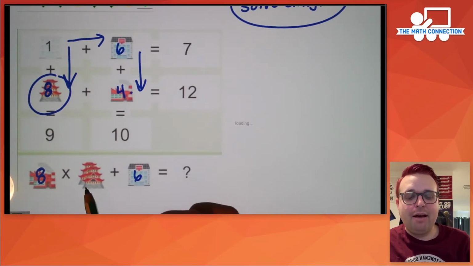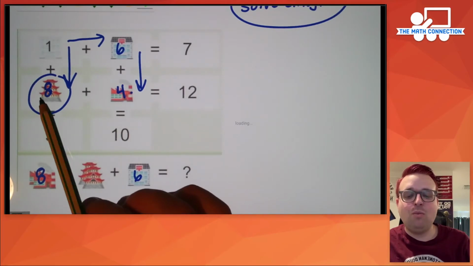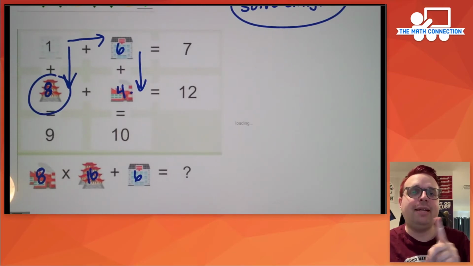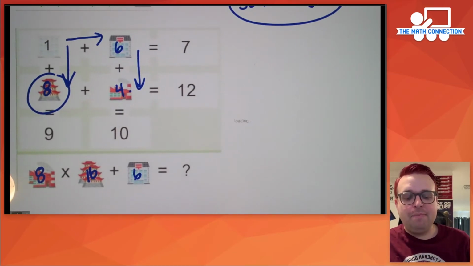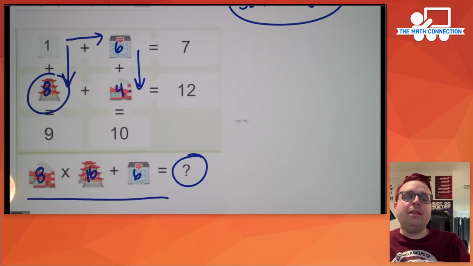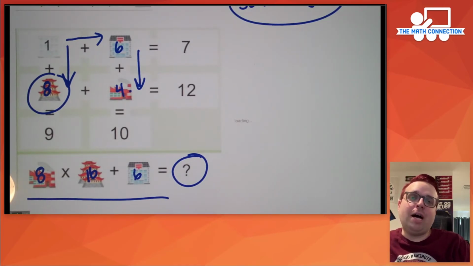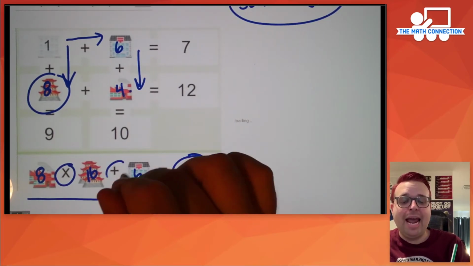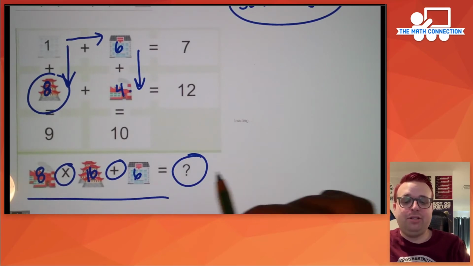And then finally, we have these 2 pagoda buildings. We said that 1 pagoda was worth 8, so 2 of them must be worth 16. 8 times 2 makes 16. The last step is to find out what all of this comes out to. This is a step into something that we're going to cover another time, which is the order of operations. In the order of operations, you're supposed to do multiplication and division first before you do any addition and subtraction. So I have a multiplication here and I have an addition. So I need to do multiplication first.